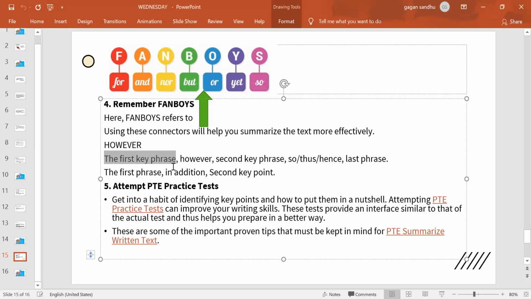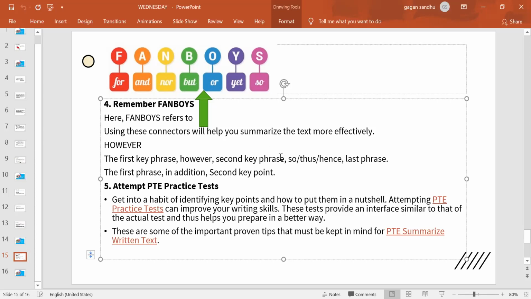So first key phrase, you will be picking it up, putting a comma, using the connector however, and if you get anything contradictory, a key note in between the passage, then you will be picking it up and writing it up here, second key phrase. And remember, whenever you are using a connector, you have to put a comma before and after, in both the places.